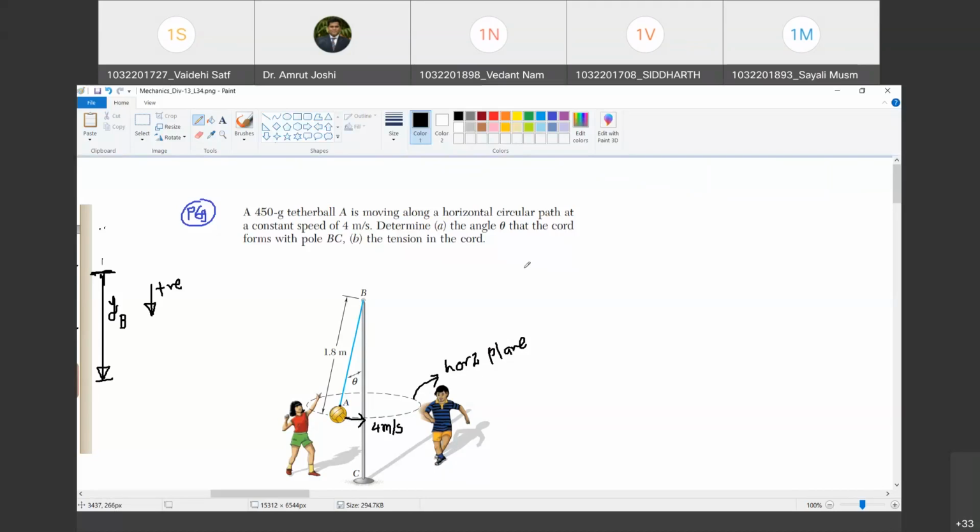Yes, sir. Now, whenever we are dealing with circular motions, it is easy to express all the accelerations in the normal and tangential coordinate system. Are you with me? Yes, sir. AN and AT.